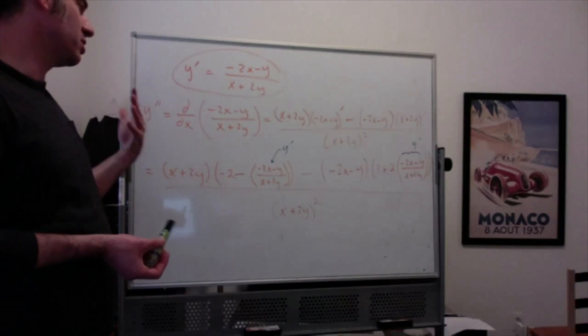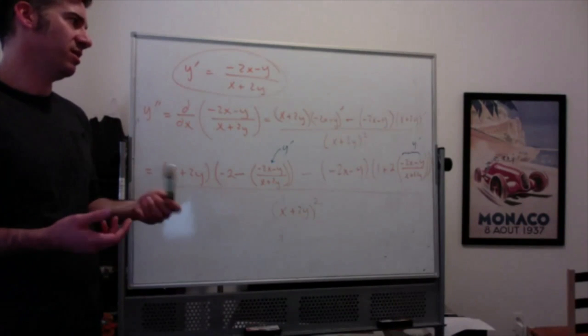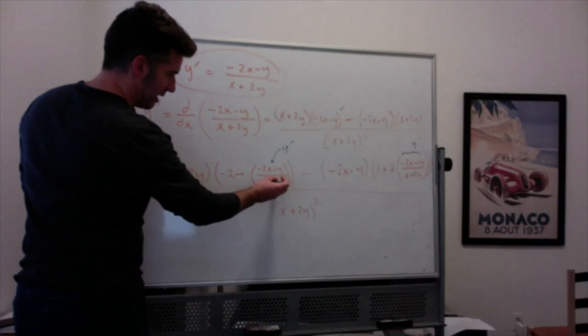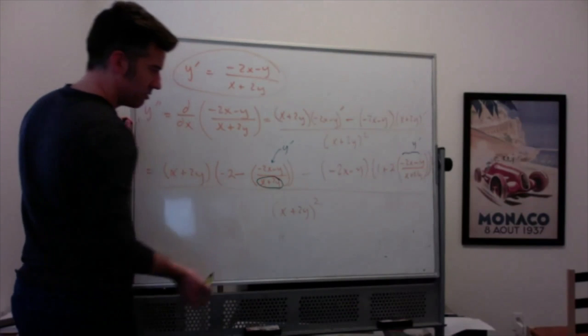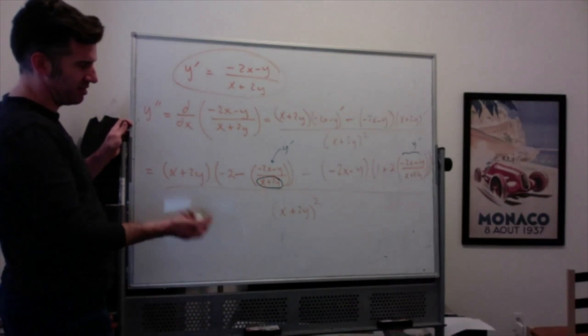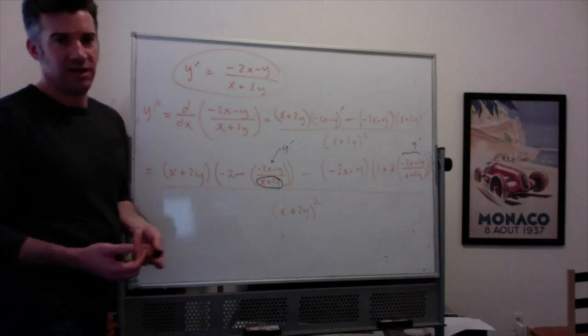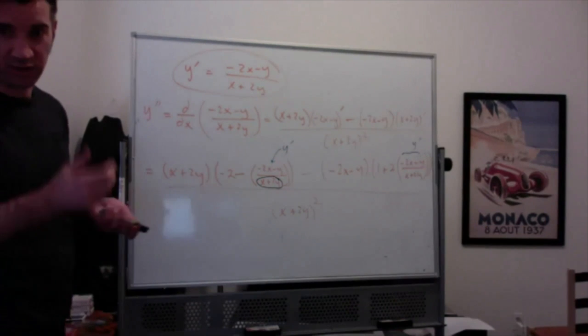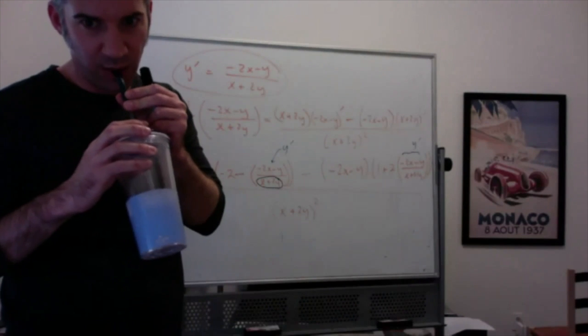So the only thing you can do, which is probably the one thing I would do, is you can multiply everything by x plus 2y. But then it just gets real messy. But that's how you do a second derivative implicitly. Gosh, time just wants to fly right on by.